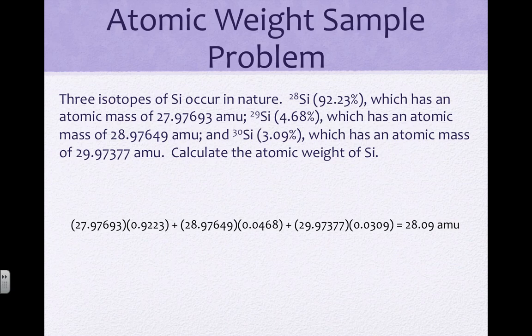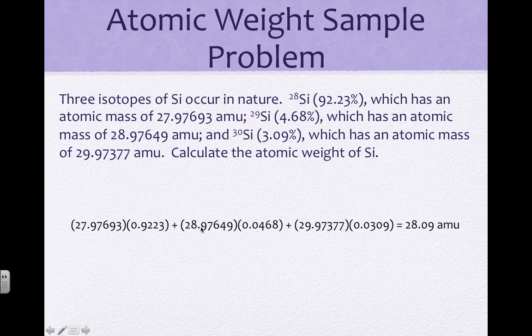This is illustrated in a typical problem right here. So in this particular problem, there are 3 forms of silicon. There is silicon 28, which is 92.23% abundant. We have silicon 29 and silicon 30 with their respective abundances and masses. To calculate the atomic weight of silicon, basically what we do is we take the mass in AMUs and we multiply it times its corresponding percent abundance. And we do this again for each of the 3 different isotopes of silicon, and then we sum the products.